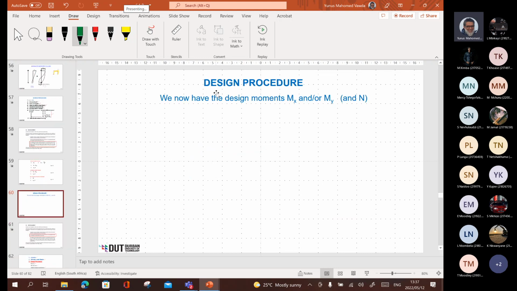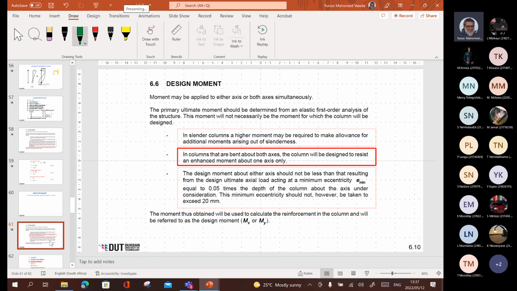Okay. Design procedure, we now have to design for the moments Mx and or My. So you've got two situations. You've got a moment in one axis or you've got a moment in two axes. So what happens? Uniaxial, I did one with you yesterday. Pretty straightforward. You just take that particular moment and you calculate the information that you need to enter the graph, and you're gone. So one check, e minimum. We did the example yesterday afternoon with the moment in one direction.